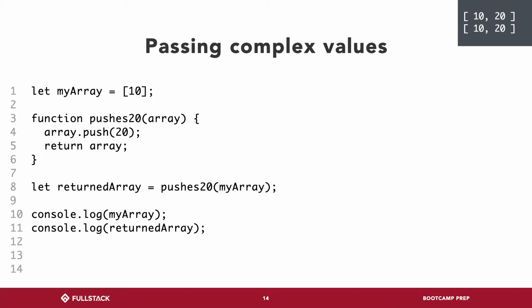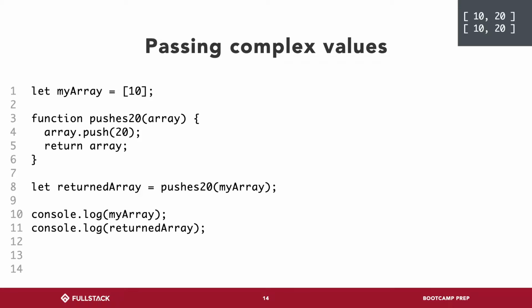What are we passing into a function, though, if we pass in a complex value? You guessed it, we are passing in the reference, okay? My array is an array of just 10. The function pushes 20: it takes an array, says array dot push 20, and returns the array. But returned array is now going to be equal to pushes 20 invoked with my array. So if we console.log my array and we console.log returned array, both now have 20 pushed into them.